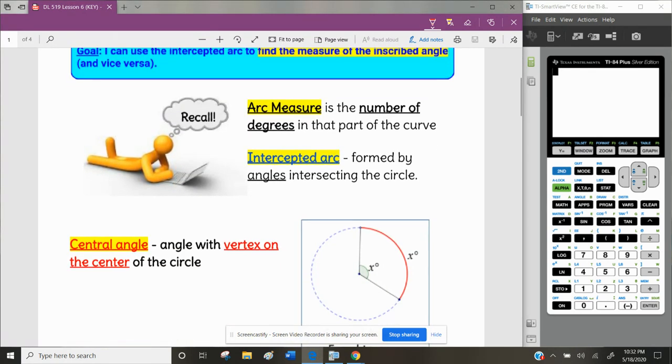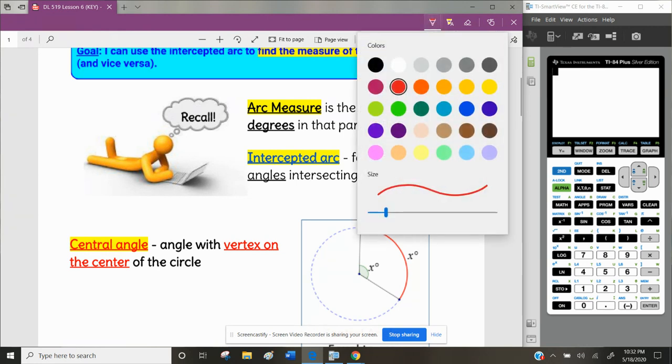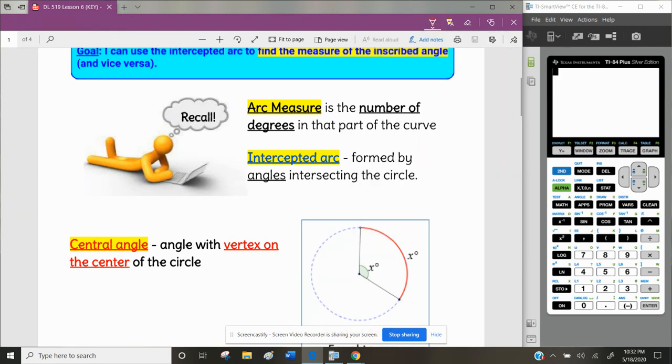Arc measure is the number of degrees in a part of an arc, or a part of the curve of a circle, right? So the number of degrees that form that amount. And so the intercepted arc is the amount of arc that is in between the pieces of the angle. So this piece in red is in between these rays of this central angle here.